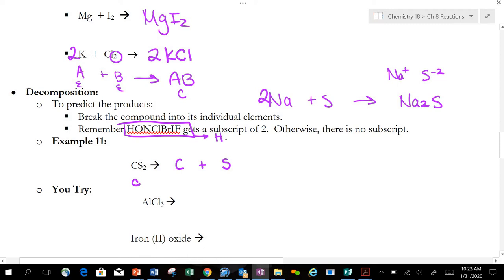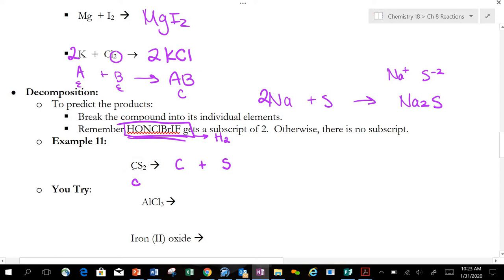So for example, hydrogen's diatomic, so it would be H2. Here, carbon, not one of our diatomics, so we leave it as a subscript of 1. Sulfur, not one of our diatomics, so we leave it as a subscript of 1. This 2 does not transfer. That 2 is there because of how it's sharing electrons in the compound. So when we break it apart, it goes back to its natural conditions. So then we would just balance this.